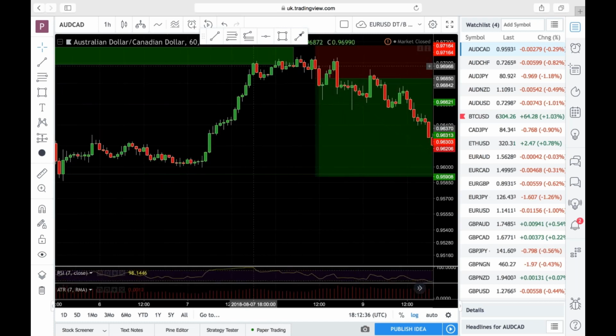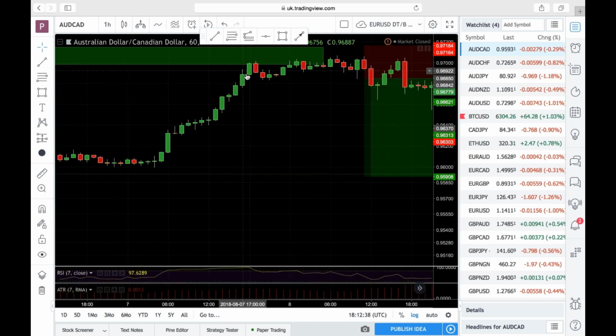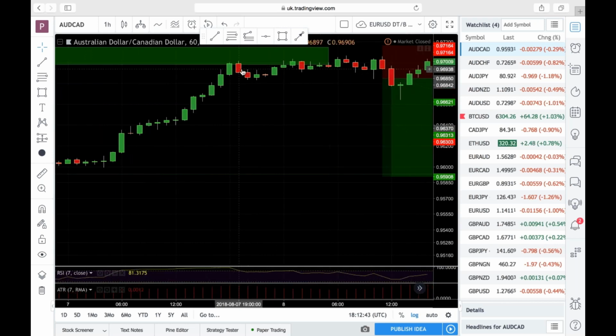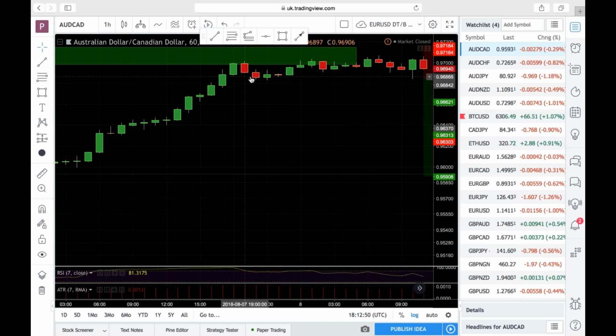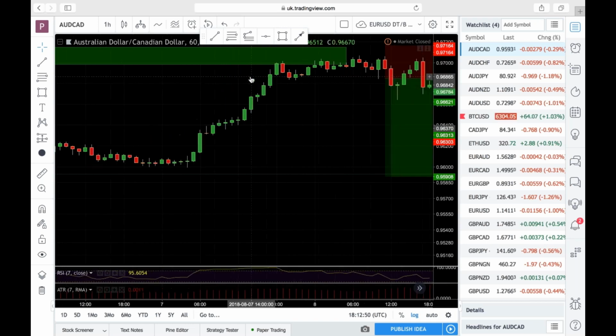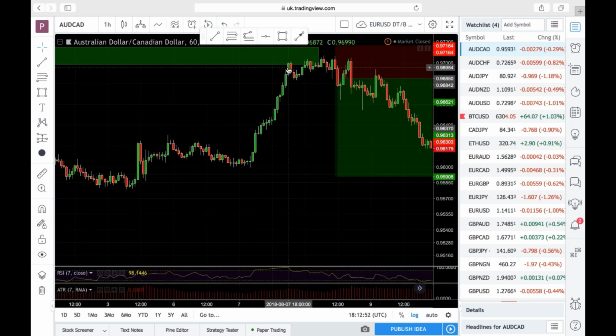The next thing I'm looking for is a lower low, lower close candle. A lower low, lower close candle is a candle that breaks and closes below the lowest low of the previous candle. Let me say that again. A lower low, lower close candle is a candle that breaks and closes below the lowest low of the previous preceding candle.